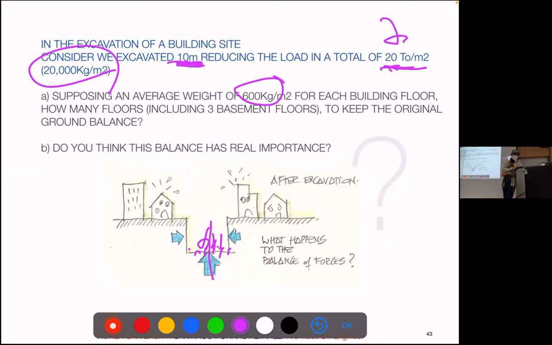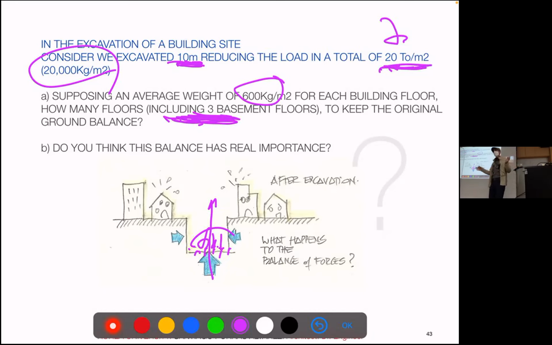So the ground should push out because it's not any weight anymore. The point is how many floors. So we have 3 basement floors, which is about 10 meters, right? How many floors you have to build to keep the original 20 tons per square meter?